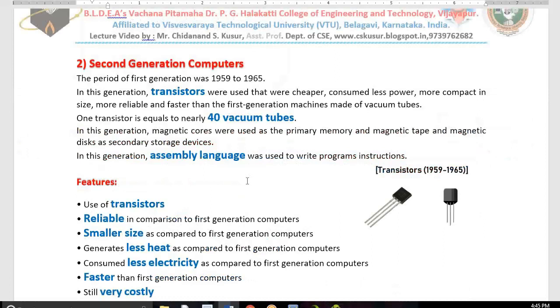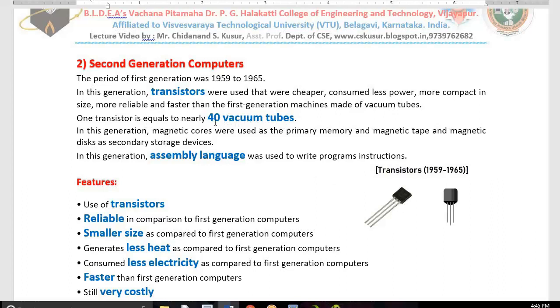Next, the second generation, 1959 to 1965. In this generation, transistors were used. You can see the image of transistors. Actually, these were very cheap, consumed less power, were more compact in size, more reliable and faster than the first generation machines made of vacuum tubes. Very good. One transistor was equivalent to nearly 40 vacuum tubes.